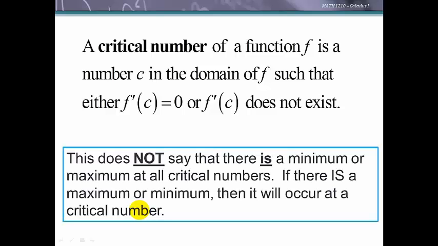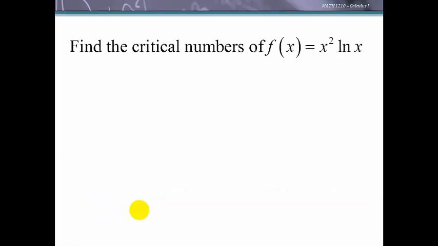This does not say that there's a maximum or minimum there, but if there is a max or minimum, it will occur at a critical number. So critical numbers are like the potential candidates for the maxes or mins. If there's going to be a max or a min, it's going to occur at these places, but just because the derivative is 0 or doesn't exist doesn't mean there is a max or a min. So let's find the critical numbers of this function.